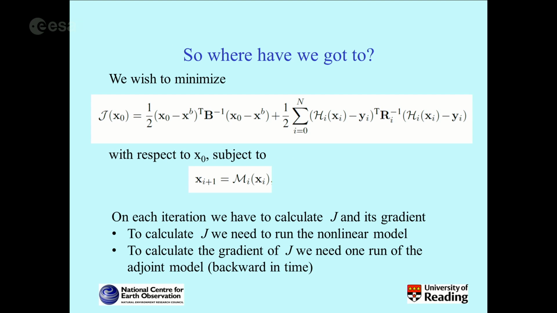So, where have we got to? We're trying to minimize this function, where we've got the distance to the background and the distance of the model trajectory, subject to our model equations, from the observations over some time window. And we want to minimize this using a numerical optimization technique. And on each iteration, we need to calculate J and its gradient with respect to the initial conditions.